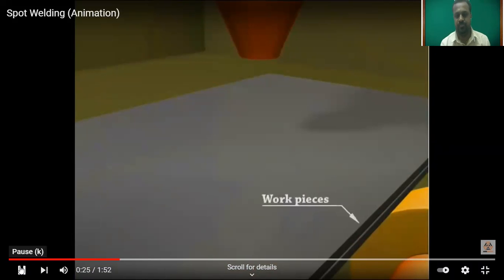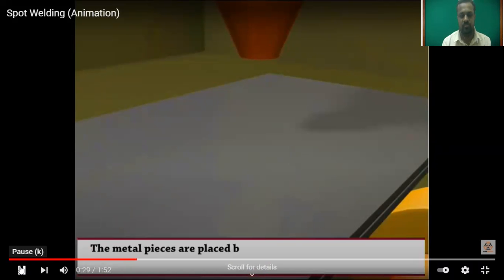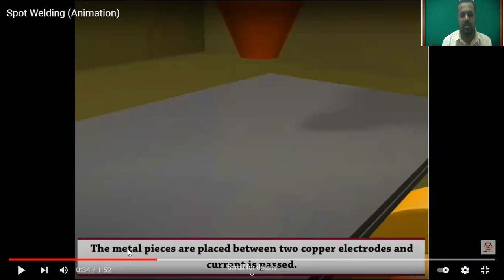Now see, the workpieces, the metal pieces, are placed between two copper electrodes and current is passed. Whatever our workpiece is, we place that workpiece in between two copper electrodes. See, this is one copper electrode, and below there is another copper electrode, and we are passing the current through those electrodes.